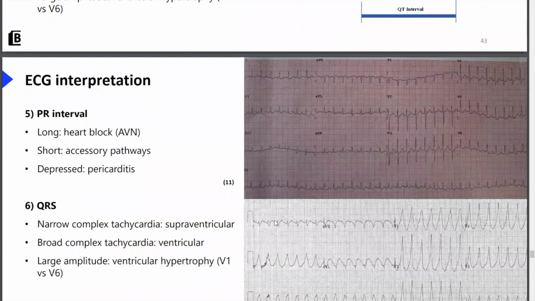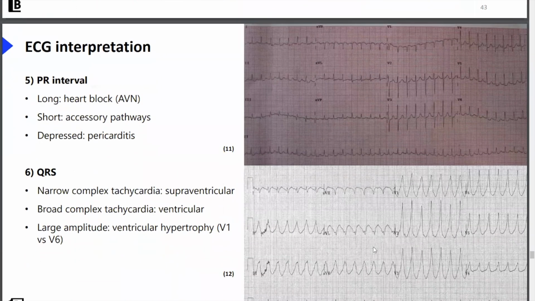Okay. So what's this rhythm down here? So these are both tachycardias. This is a narrow complex tachycardia, and this is a broad complex tachycardia. So this is a supraventricular tachycardia, and this is a ventricular tachycardia.